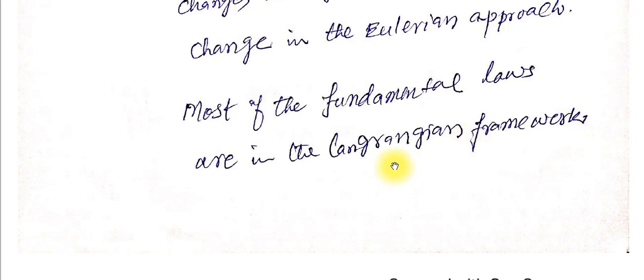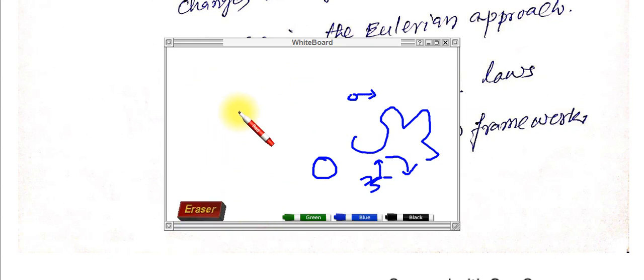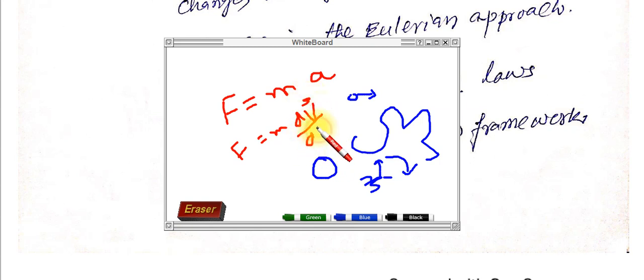As I have mentioned above, the fundamental laws mean, for example, the second law of motion. You can see the second law of motion is given in the Lagrangian form: F is equal to ma. And actually this is equal to F is equal to m dv by dt. Okay, so you can see this is a Lagrangian approach. You can see it is only a function of time.